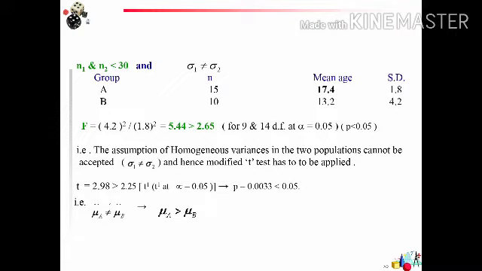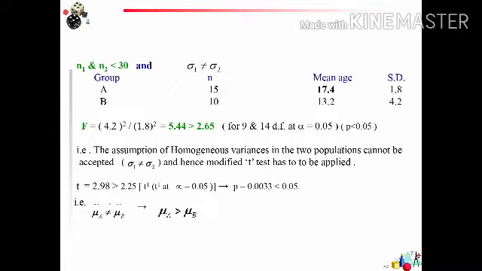So we are finding the ratio of the variances and we get 5.44, that is the F test statistic, which is greater than the critical ratio. Here the critical ratio that we calculated from the F table is 2.65. So the assumption of homogeneous variance in the two populations cannot be accepted, that is sigma 1 not equal to sigma 2, and hence the modified t-test has to be applied.